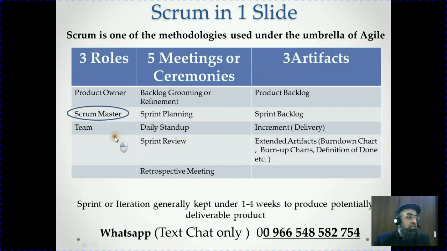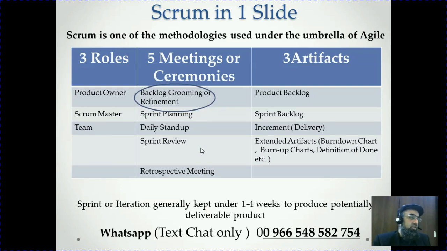And we have a team: development team, QA team, design team. All these teams, whatever technical background they need to contribute in the development, are called the team. So 3 roles: product owner, which is the customer; Scrum Master, which is the project manager replacement here; and the team. Then 5 types of meetings here.